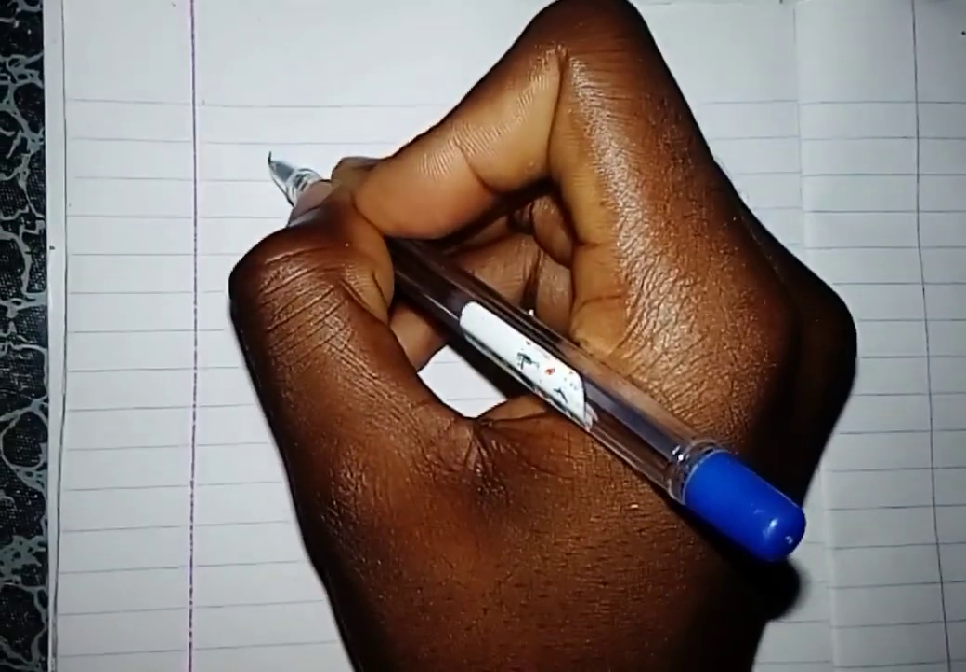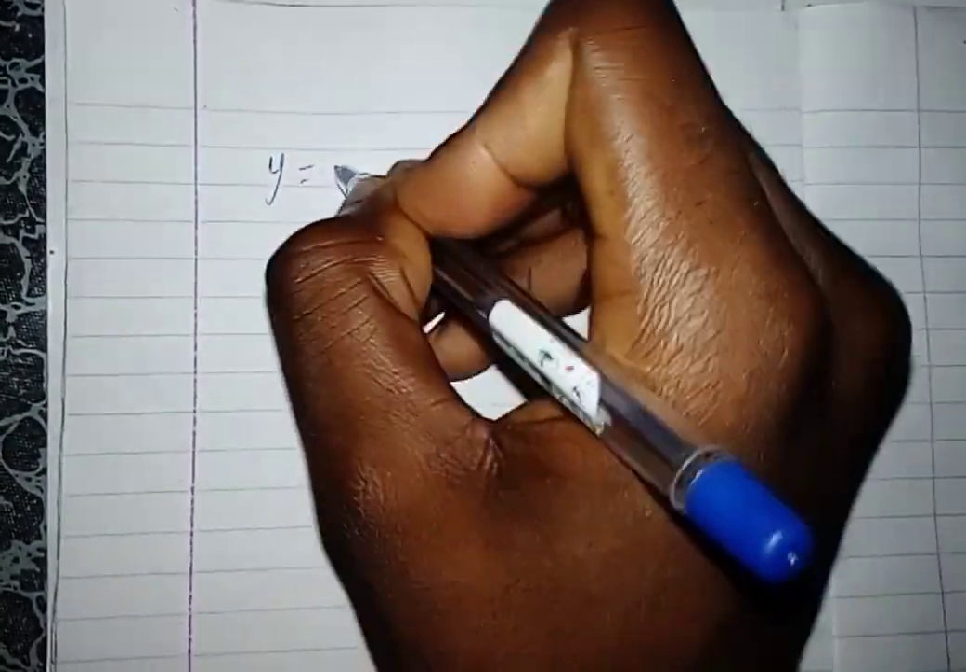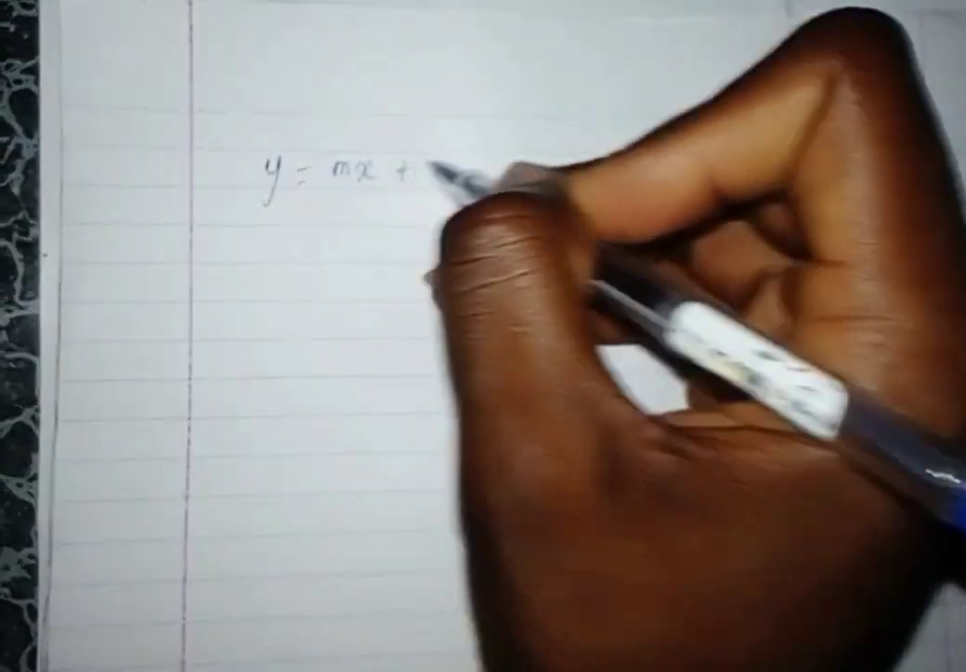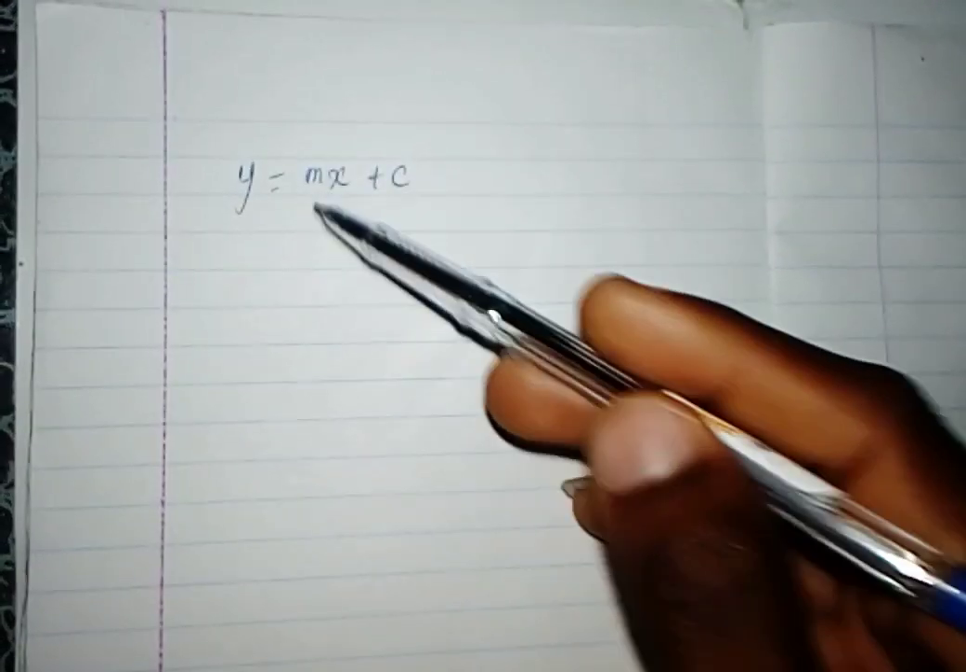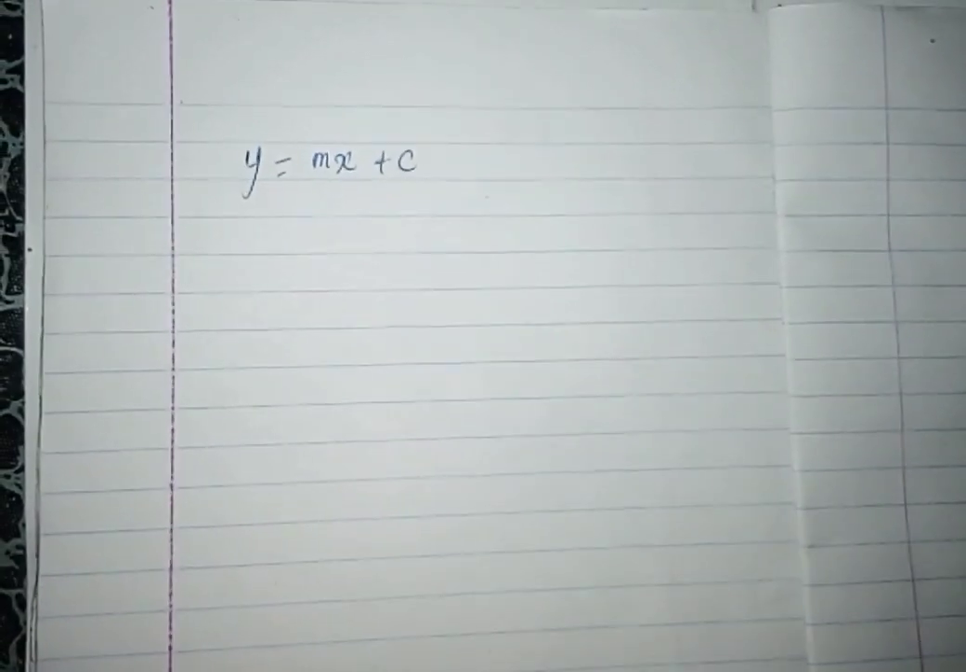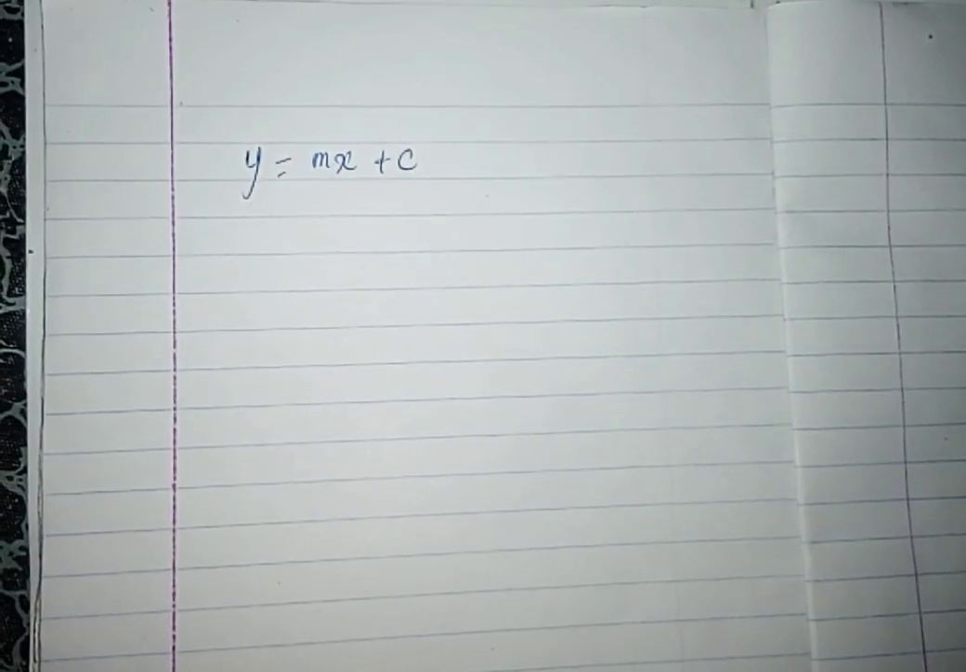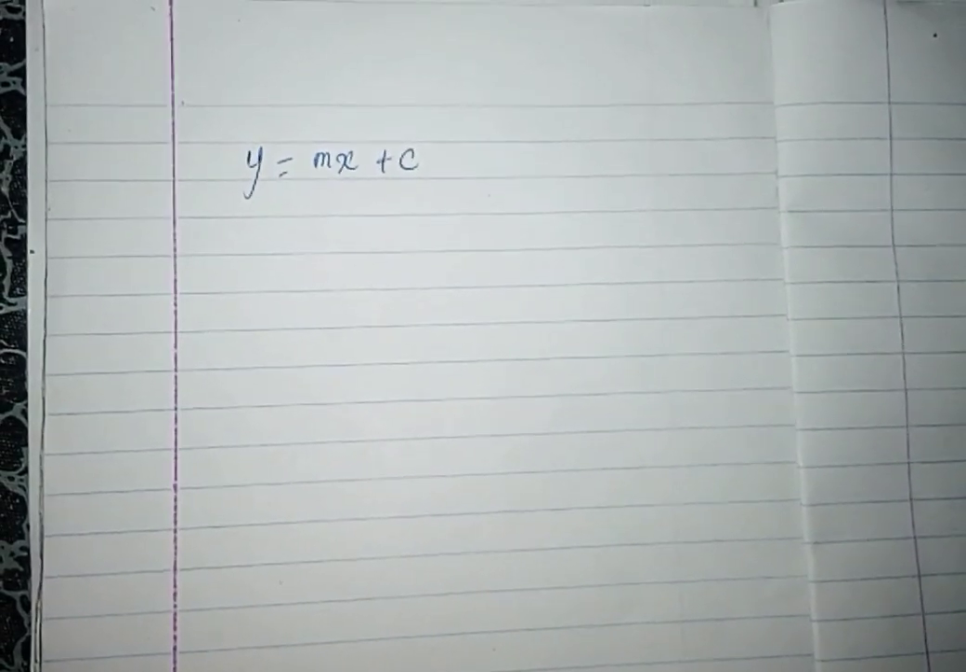y is equal to mx plus c. This equation is the general equation of a straight line. From the equation, y is equal to m, the gradient of the line, x, which you know as the horizontal axis, and c is the intercept, the intercept the line makes with the axis.